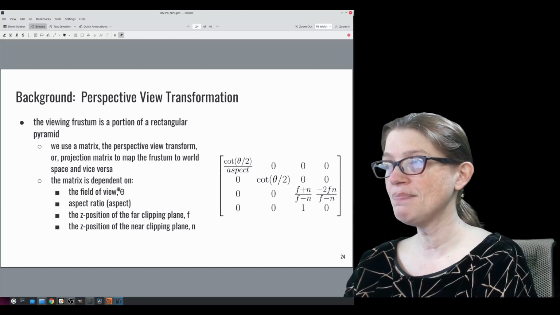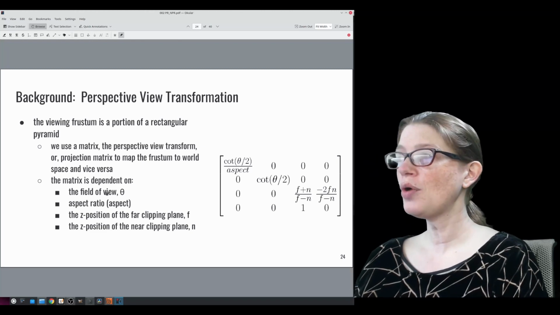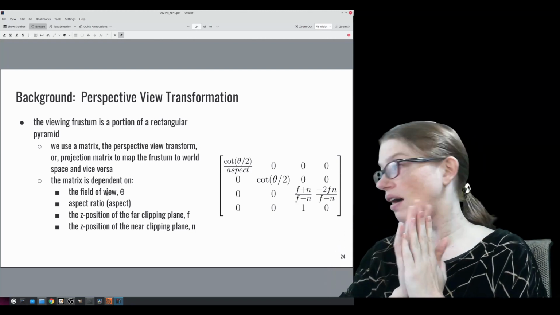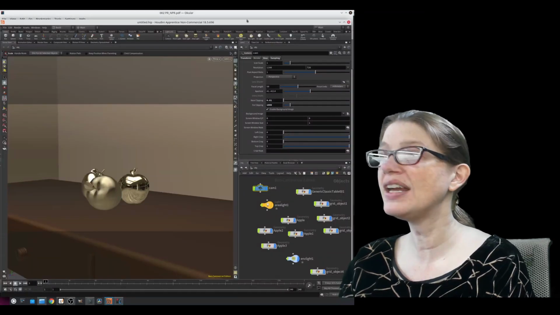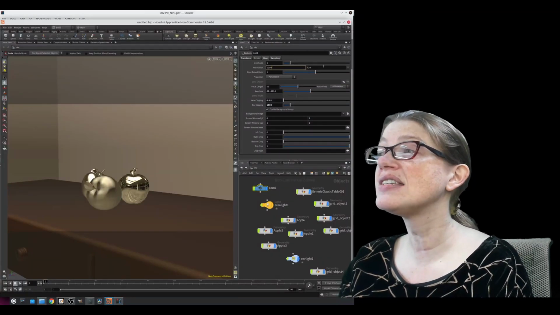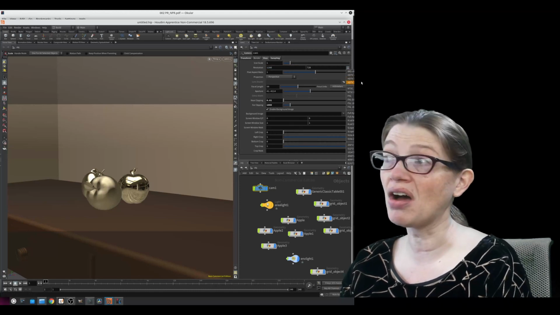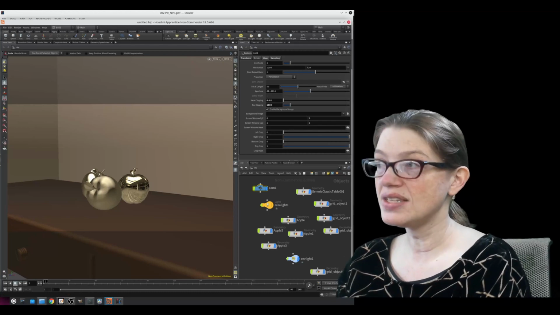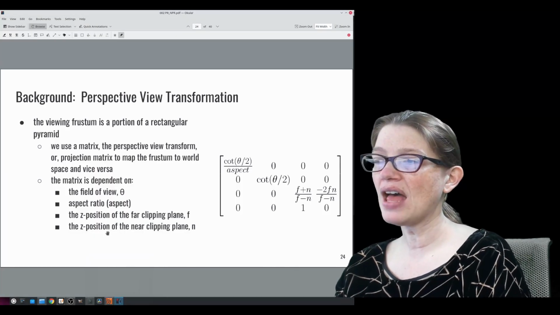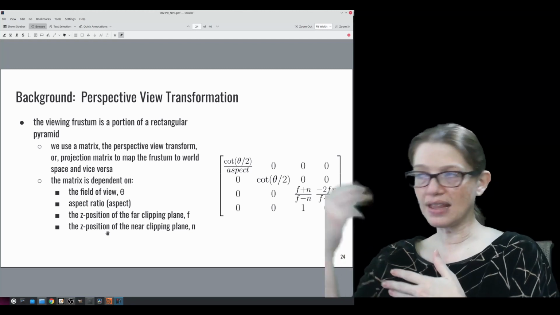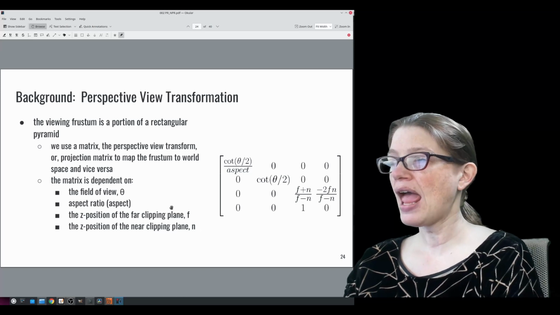Now this is a much more complicated matrix than the ones before, but we have our field of view, theta. So we're going to represent that by an angle. We have the aspect ratio, which is the ratio of the width to the height of the image that we are rendering, or the view frustum. So in the case over here, you can see this is a 720p image, but I could set this to an HD TV, so a 16 by 9 or 21 by 10. There's lots of different ones you could set it to. So that's going to be our aspect ratio. And then we have the Z position of the near clipping plane and the Z position of the far clipping plane, which we have as F and N. And this is our matrix here.